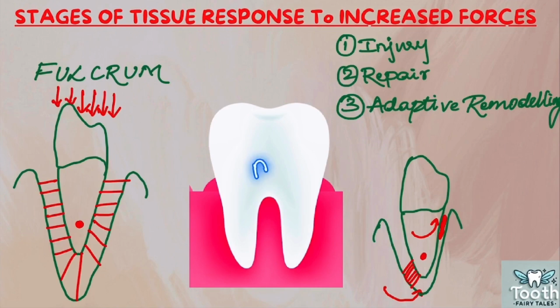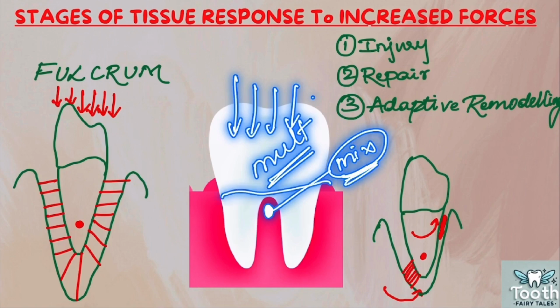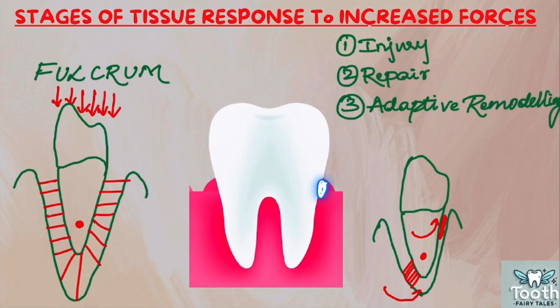So this is a multi-rooted tooth. In the multi-rooted tooth, the fulcrum is located in the interradicular bone, that is here. So when this tooth is subjected to excessive amount of occlusal forces, this is the area where the tooth is exhibiting the minimum or no movement. So here minimum or no movement happens, but the tooth is rotating around this fulcrum and it is creating the areas of pressure and tension. Let us see how this happens.